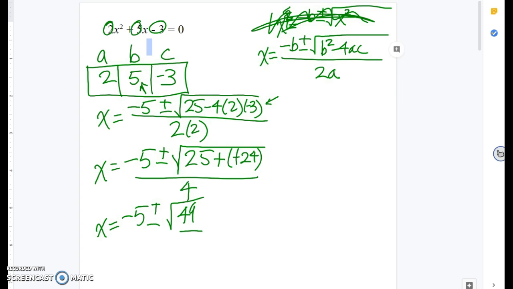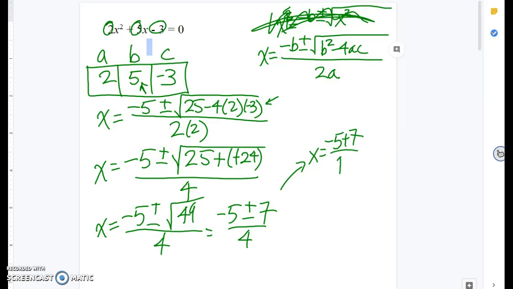And good for us, 49 is a perfect square. Divided by 4 equals negative 5 plus or minus 7 divided by 4. So now we have to separate them out. I'm going to do one here. x equals negative 5 plus 7 divided by 4, which is 2 over 4, or 1/2. So we end up with one solution of x equals 1/2.